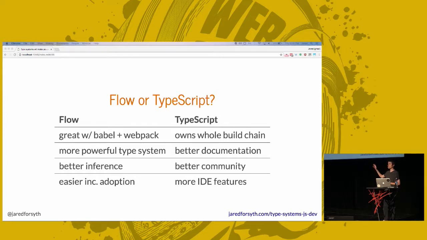But we chose Flow at Khan Academy because it's good for incremental adoption. We already used Babel and Webpack in our tool chain, and so adding in Flow is easy, whereas TypeScript wants to own the whole system. And that's really nice if you're starting a new project and you don't want to mess with Babel config or Webpack. But if you're trying to integrate with a current thing, that can be more difficult.